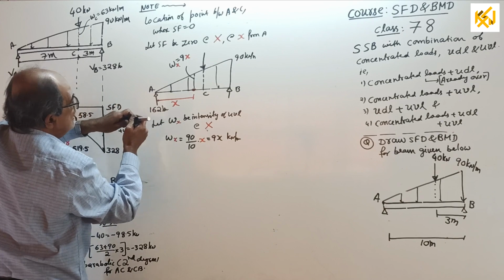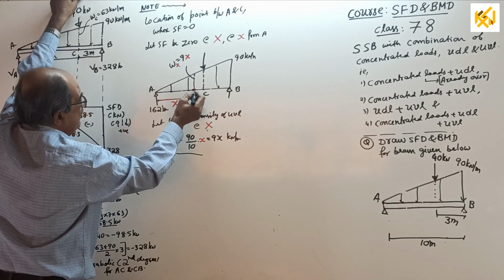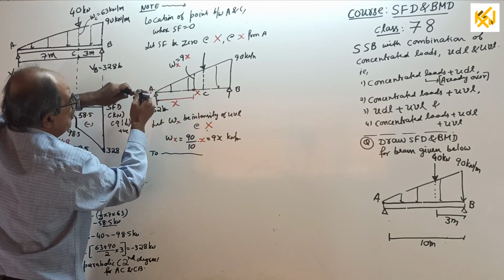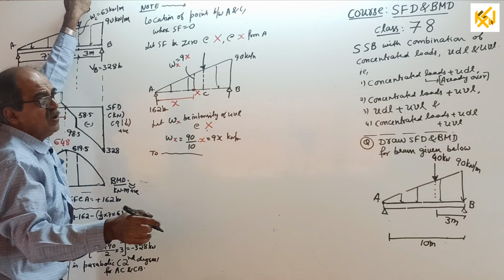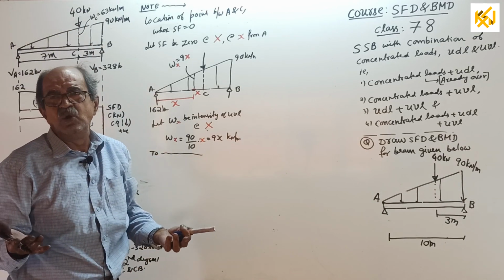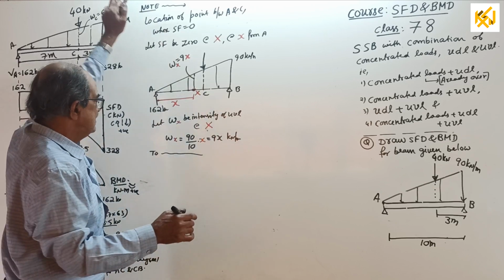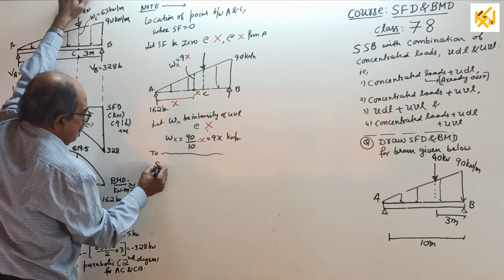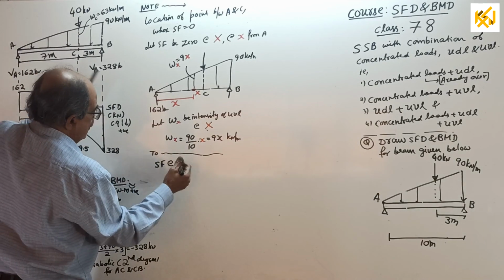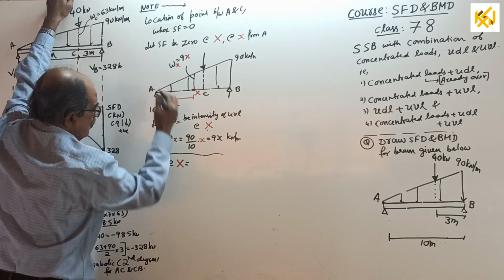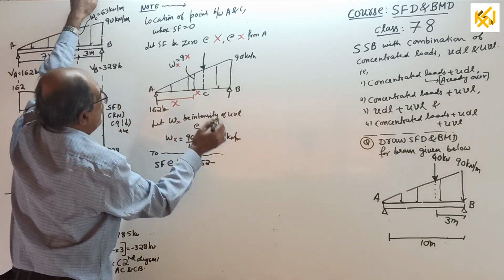Then further, now you write, to locate this point X, or to get the value of X, equate shear force at X to 0. How many times I told, I don't know. So I am skipping those statements. Those who are serious should write all those things. Over. Now, therefore, shear force at X equals left side plus 162 minus this much load. How much is it?